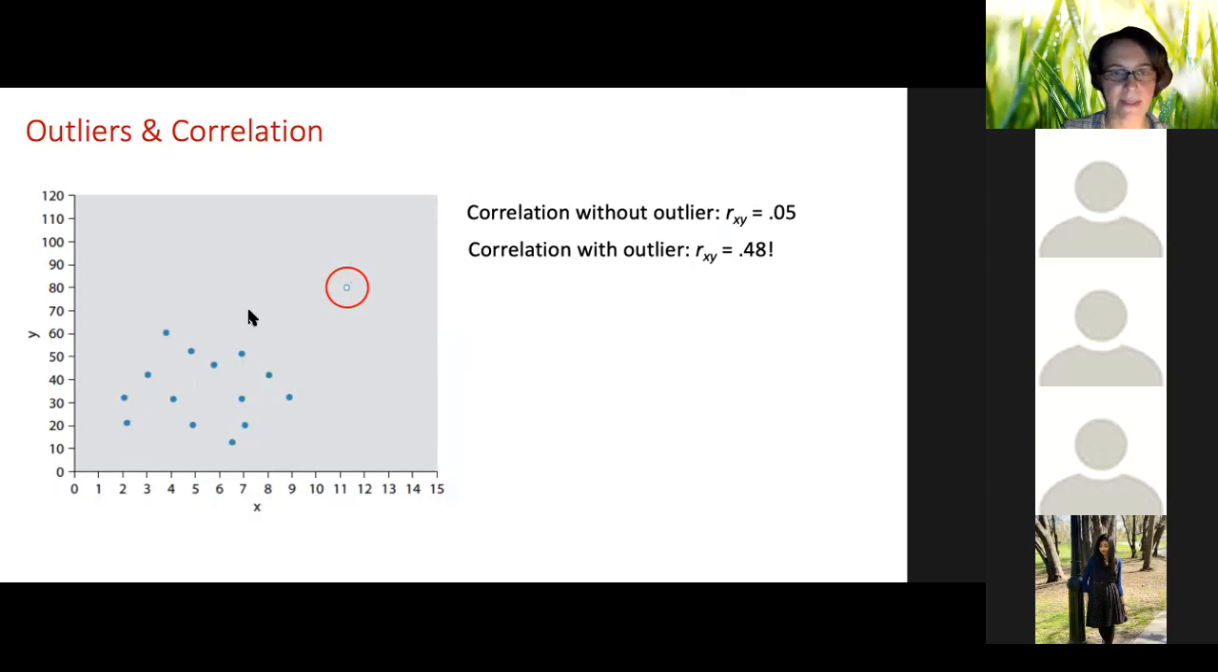So the correlation including the outlier jumps to 0.48. Yeah, so we can see how much this single value contributes to our conclusions about what a true association between the two variables might be. And the problem is that we don't know, right?